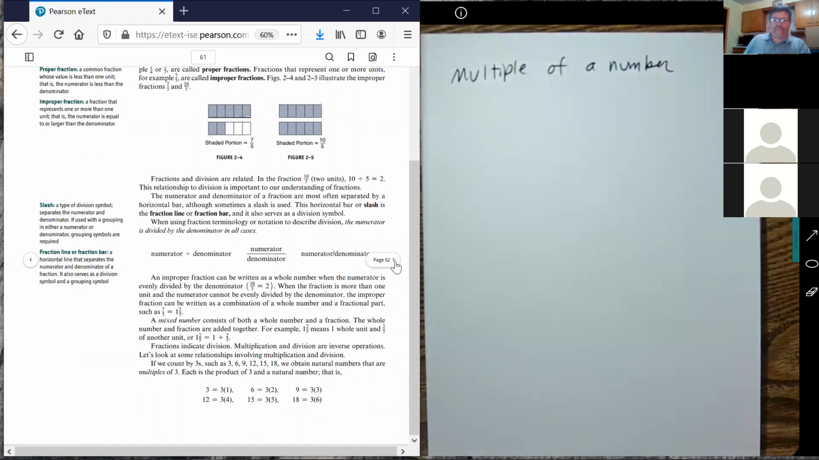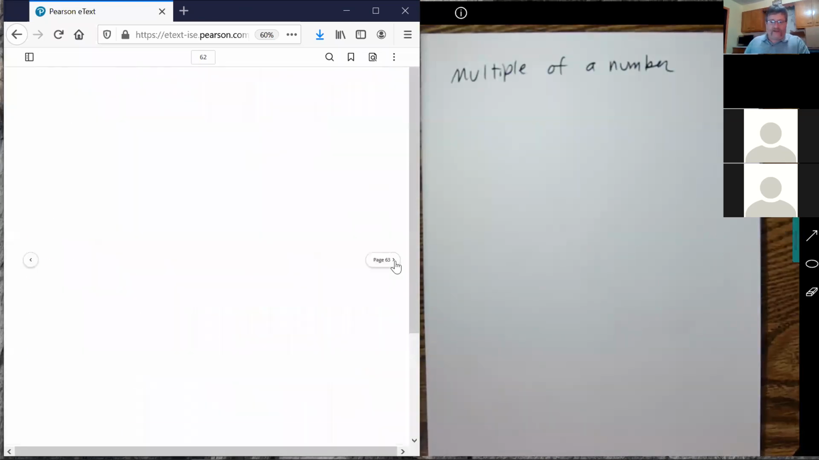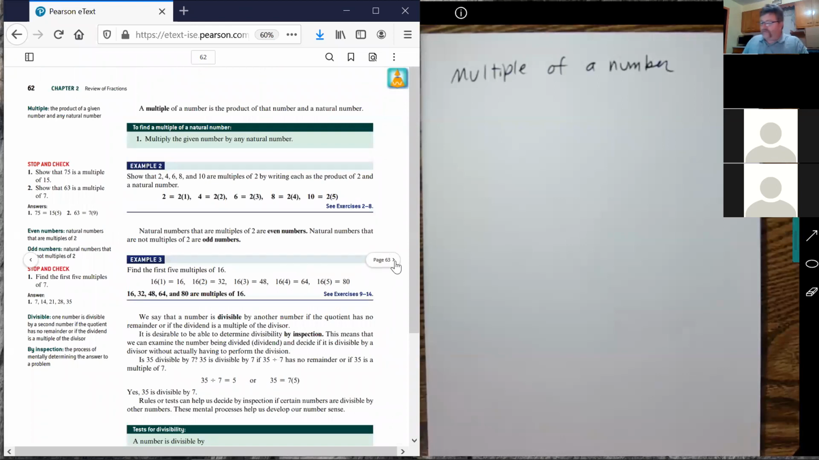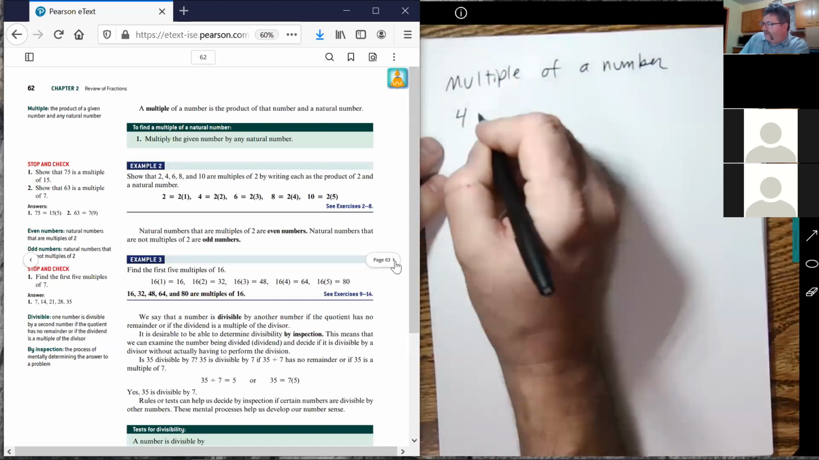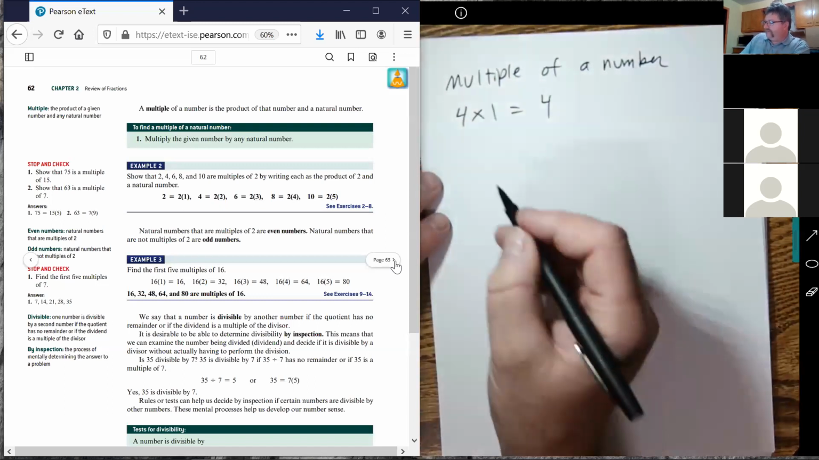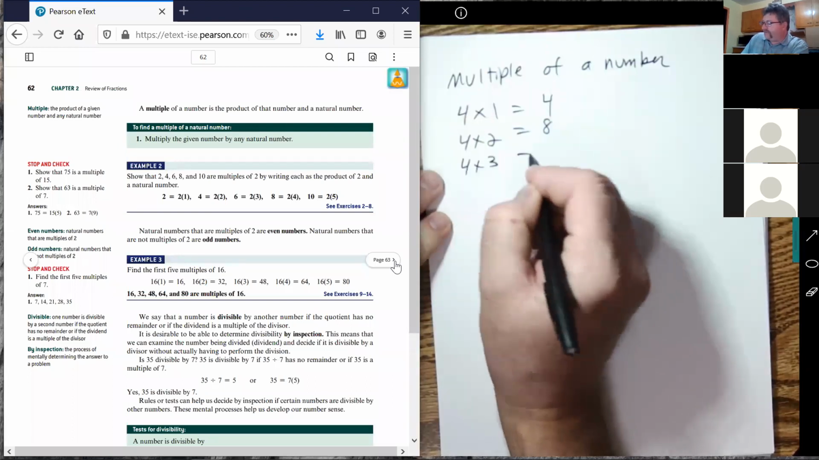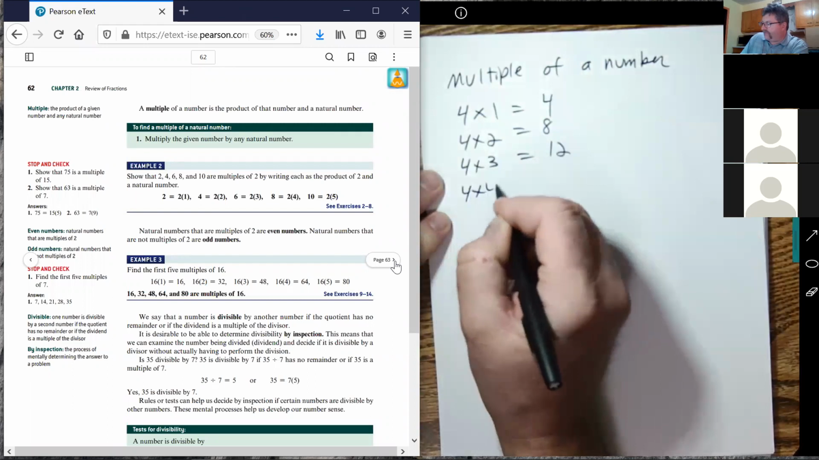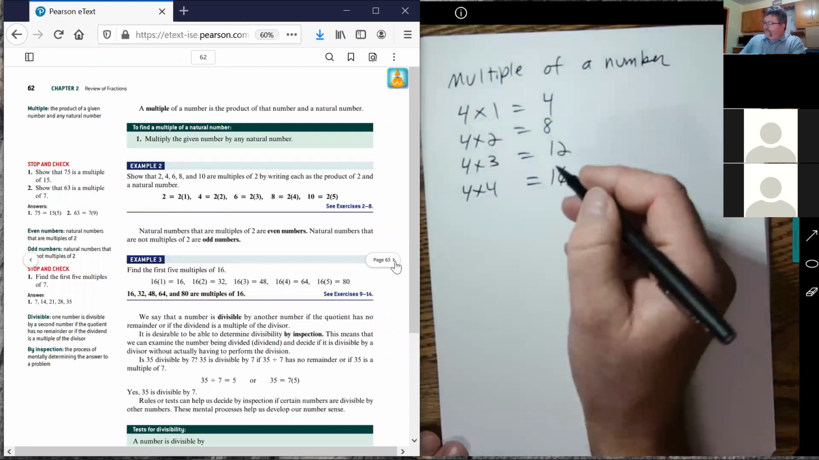This starts on page 62 here. All a multiple of a number is, you take that number and you multiply it by what we call a natural number. The natural numbers are just the counting numbers. You start at 1, 2, 3, 4, and off you go. That seems like a no-brainer, right? So multiples of 4: 4 times 1 is 4. 4 times 2 is 8. 4 times 3 is 12. 4 times 4 is 16. These are what we call multiples of 4. You could just keep going, right?